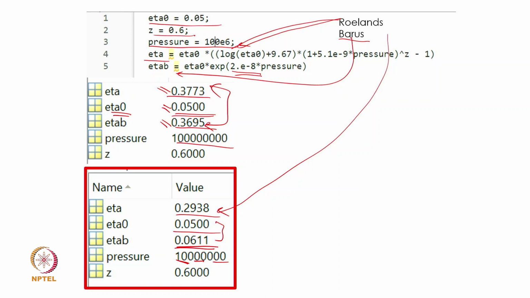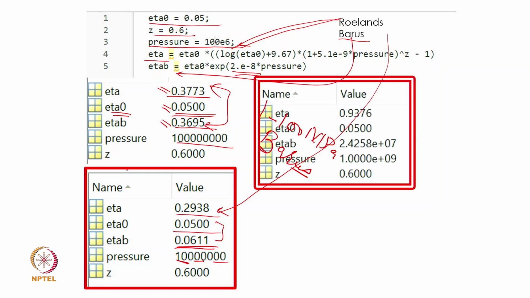So I say that from 1 to 100 megapascal I can go ahead with the Barus relation. But if it is more, then what? Here your pressure is 1 gigapascal. What happens at 1 gigapascal? You can see the Barus relation is giving a very high viscosity, unimaginable. That means the Barus relation should not be used. However, eta in this case is acceptable to us. So this is what we say about Barus.